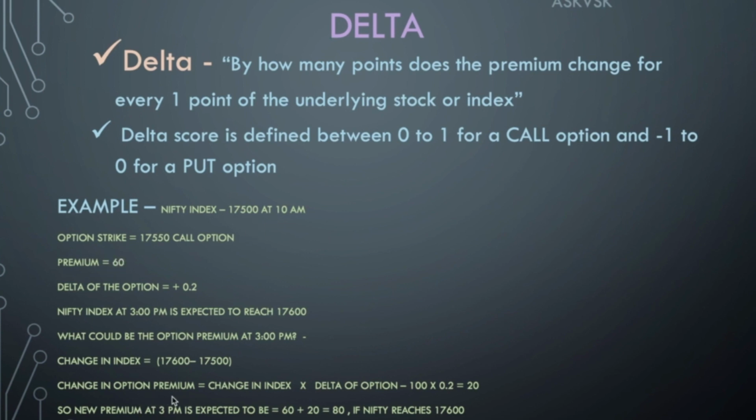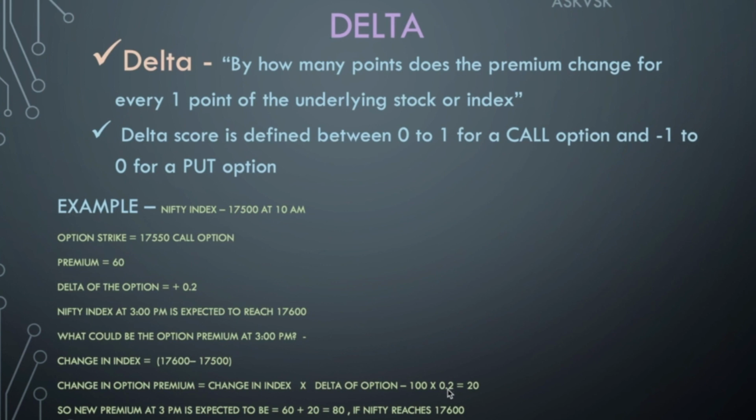It is calculated using this formula: change in index into the delta of the option. Okay, what is the change in index? It is 17,600 minus 17,500, which is 100 points. And what was the delta? The delta of the option was 0.2. So you multiply the delta with the change in the underlying asset's points, which comes to rupees 20.